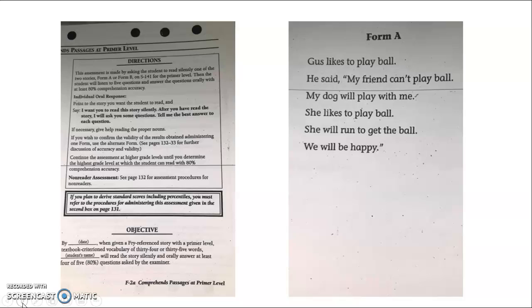This is an example of a Brigance reading test at the primer level. You would start students at this level and gradually move on until they're no longer passing with 80% accuracy. The directions say this assessment is made by asking the students to read silently one of the 2 stories, Form A or Form B, on S141 for the primer level. Then the student will listen to 5 questions and answer the questions orally with at least 80% comprehension accuracy.